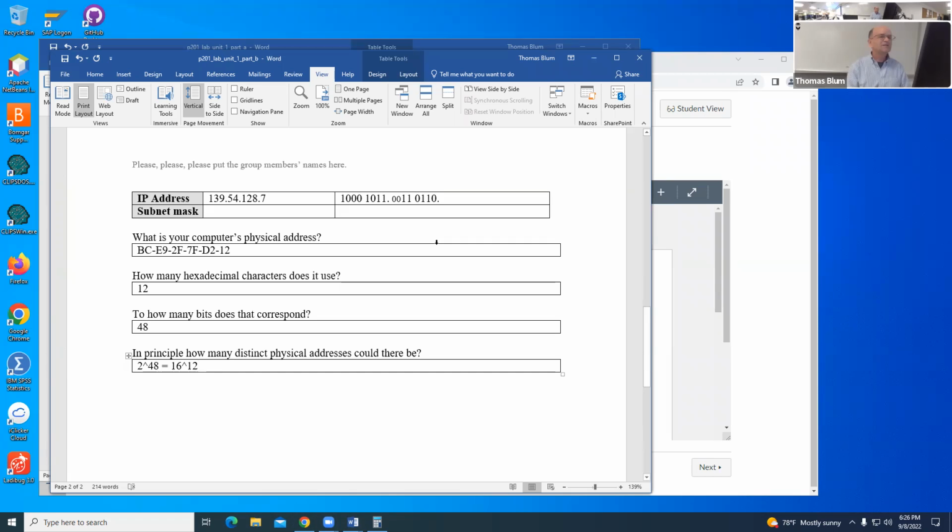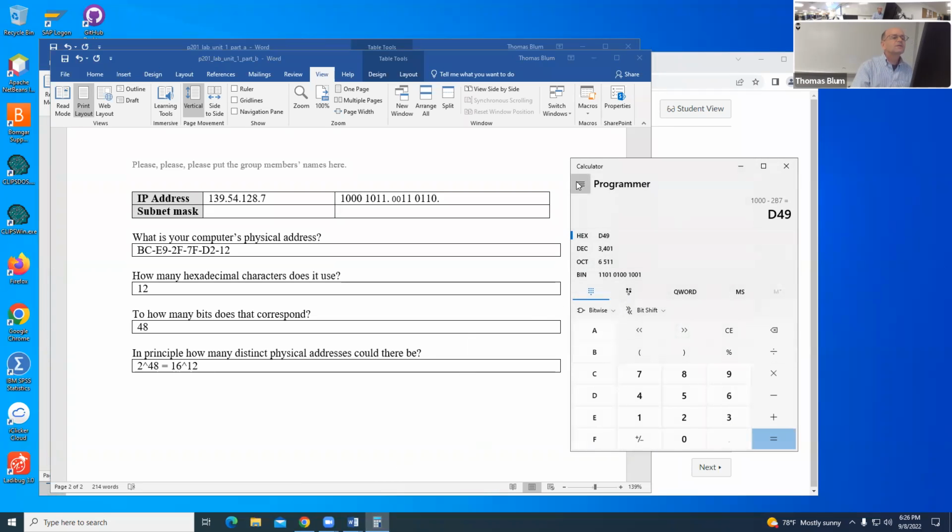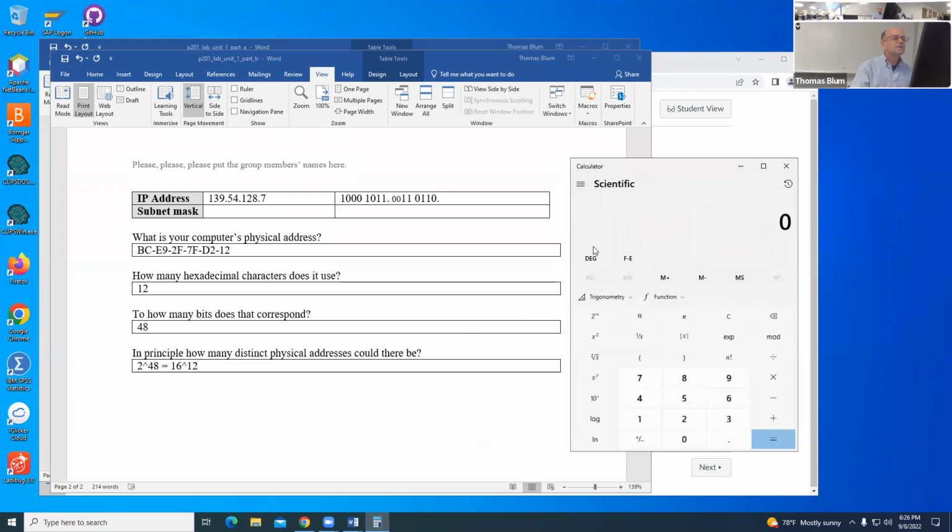So there were 16 possibilities for each of the 12 digits, and 2 possibilities for each of the 48 bits. That really should just be the same counting. I'm just confirming that 2 raised to the 48 is 281, and so on, and 16 raised to the 12 is 281, and so on. Okay, so they were the same, so that's good.